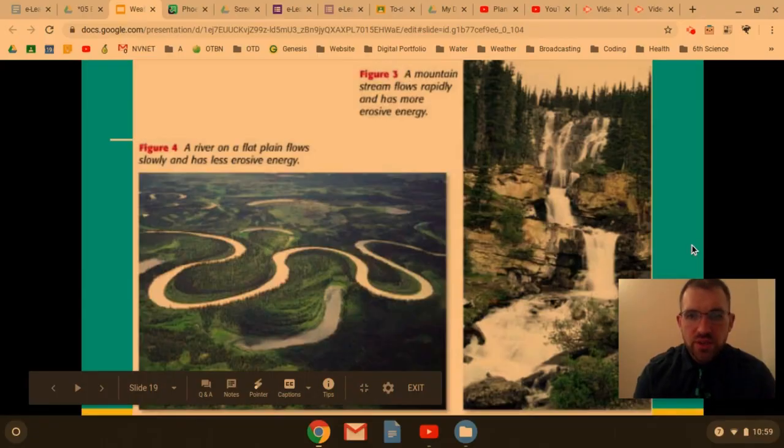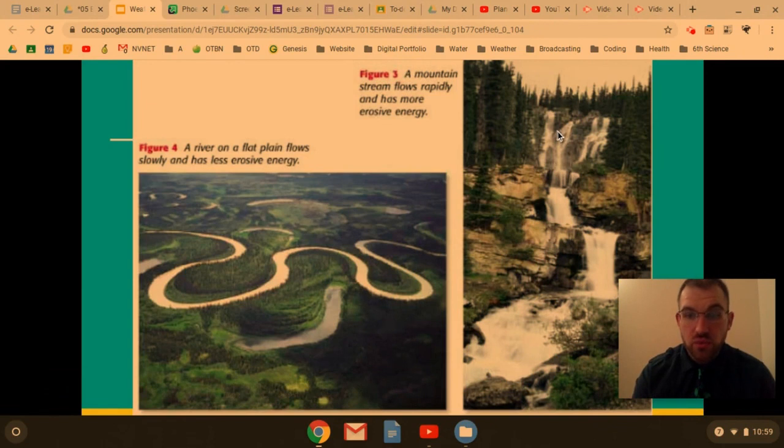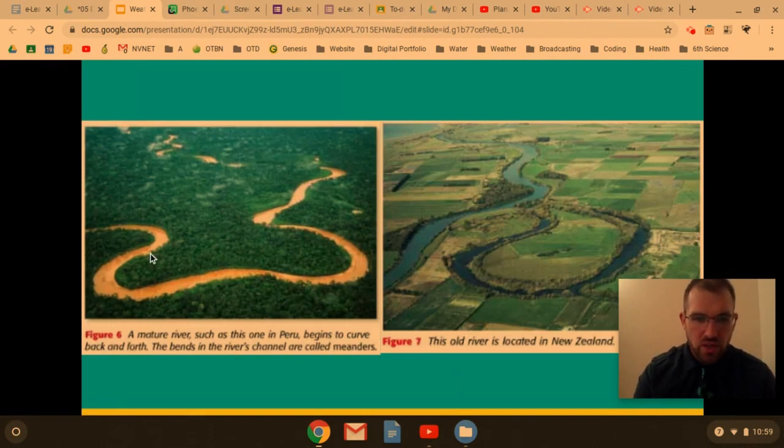So you can see here on the right, this is a much younger river right here, right? And you can see the waterfalls. And because of that extra gravity falling down, it has a lot more erosive energy. Whereas over here, this river is on a nice flat plain, so it's much more slowly moving around here, and it's going to have less erosive energy, right? So that load is going to be mostly at the bottom. It's not as murky. Over here, it may be hard to see, but this is still a younger-ish river.